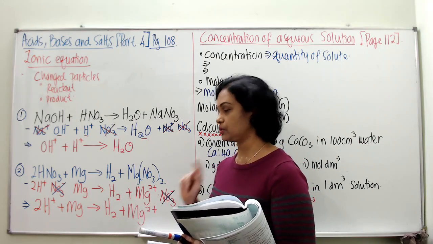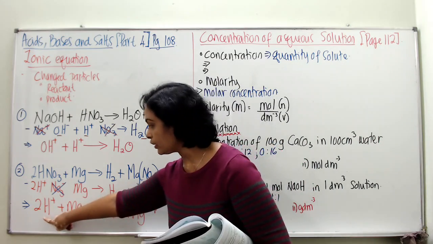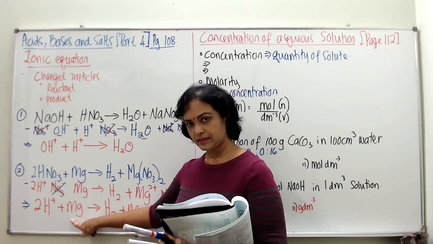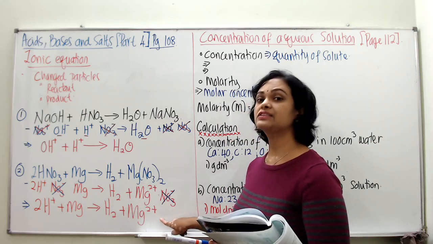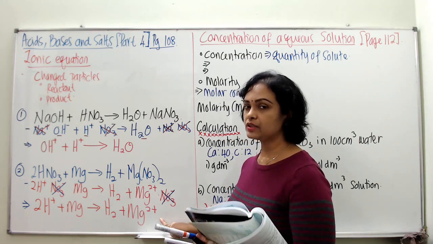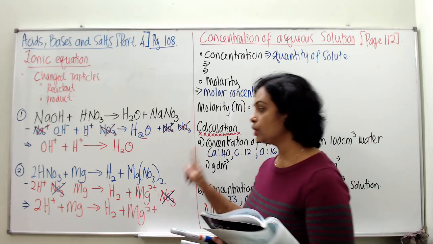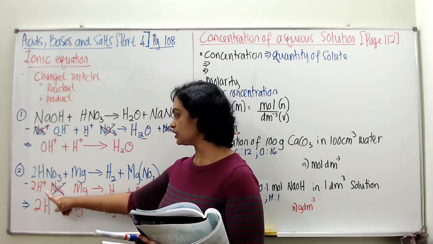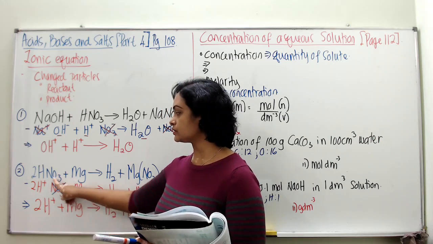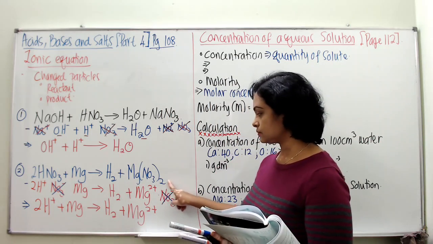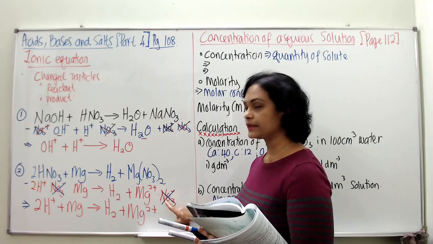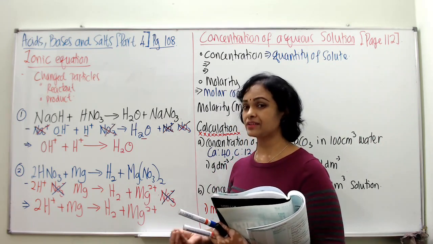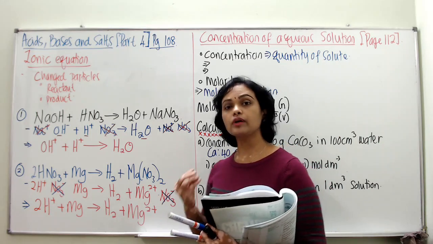Why? Hydrogen ion has changed into hydrogen molecule. Magnesium atom has changed into magnesium ion. So that's the reason why it is taken into consideration. Not nitrate ion. Why is nitrate ion not taken into consideration? Before also it is in the form of ion. After, as a product, it is in the same state of ion. Okay, so that's the reason why nitrate ion is not taken into consideration.